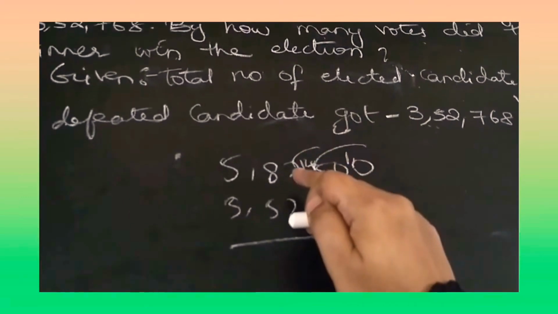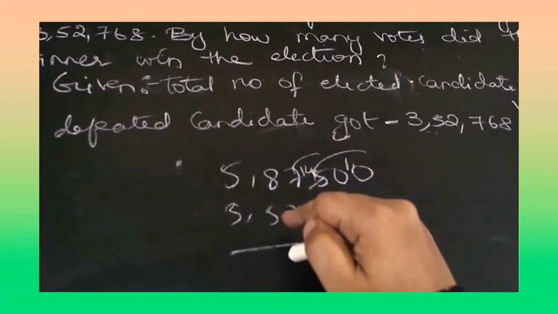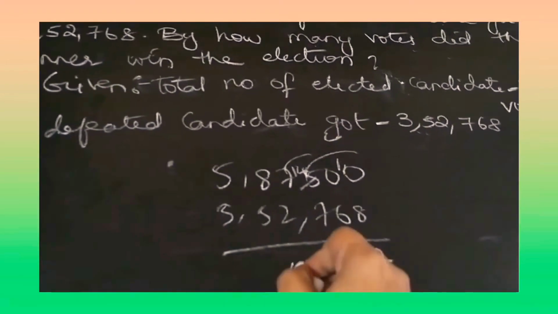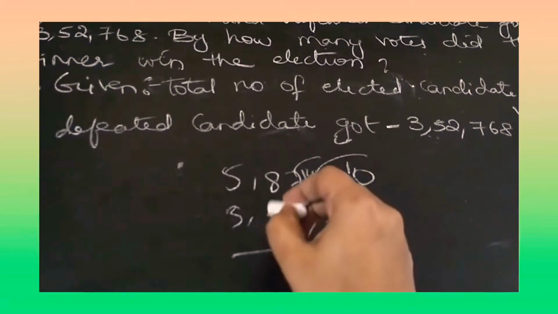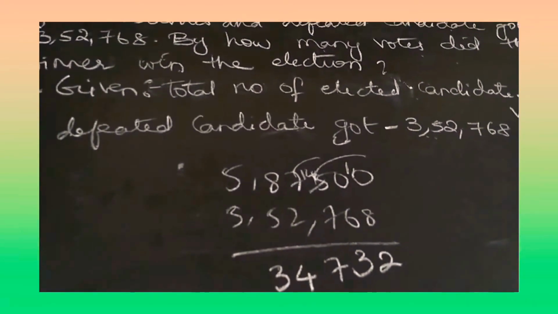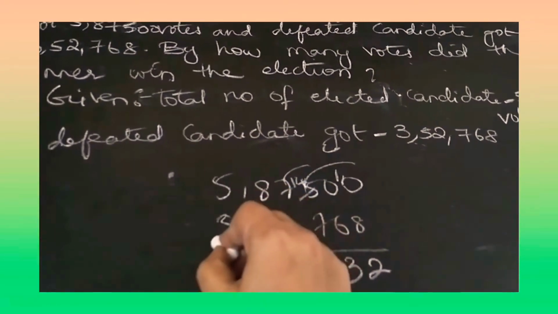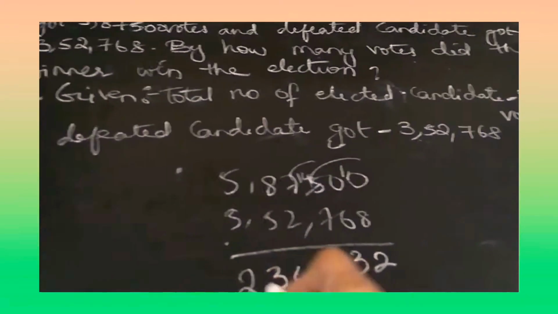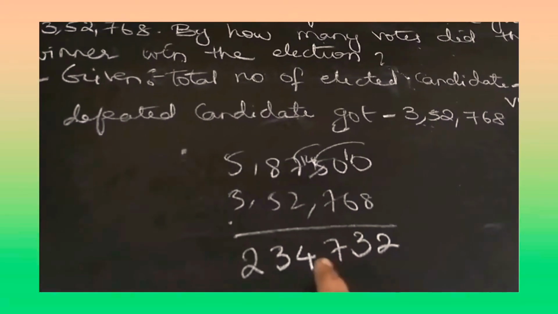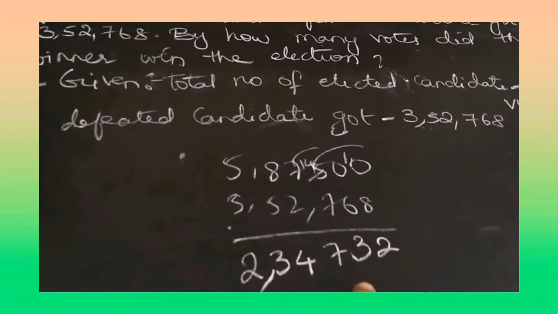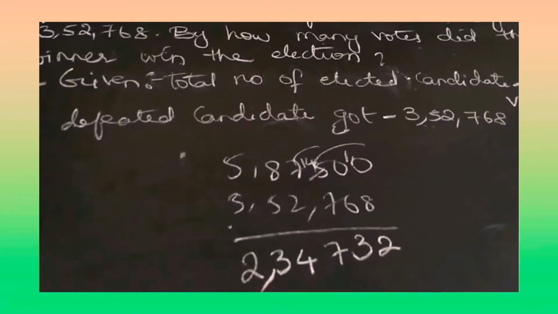Here 6. 6 minus 2 is 4. So here 8 minus 5 is 3. Then here it is 5 minus 3, which is 2. It is ones, tens, hundreds, thousands, ten thousands, lakh. It is 2,34,732.